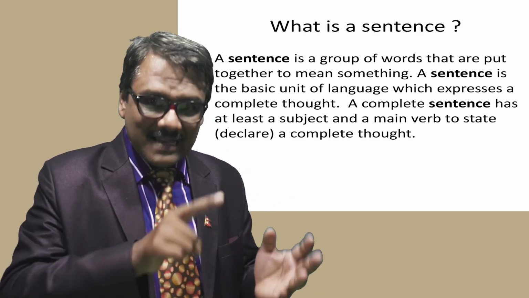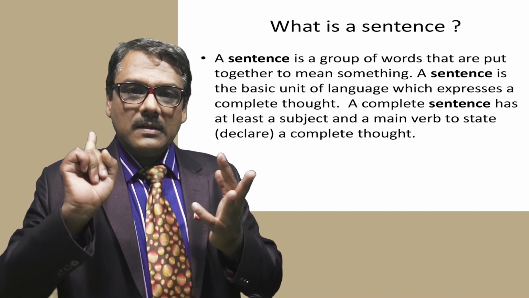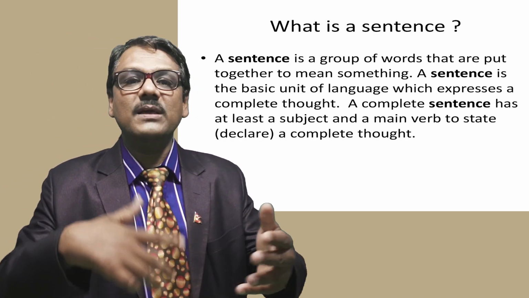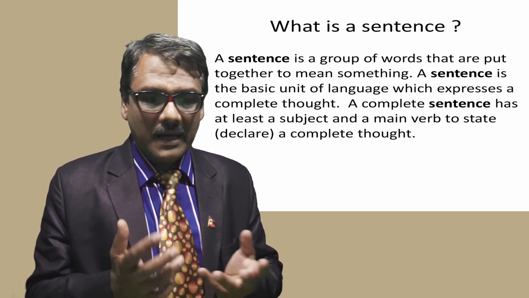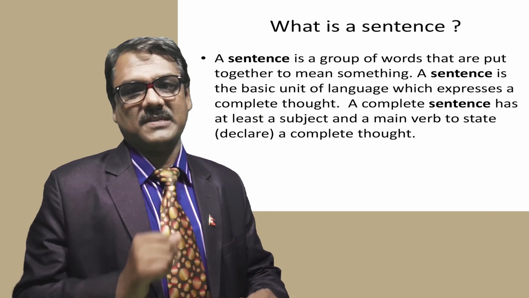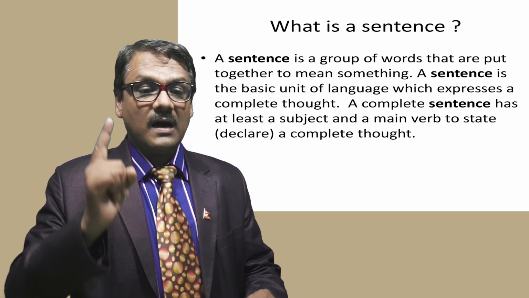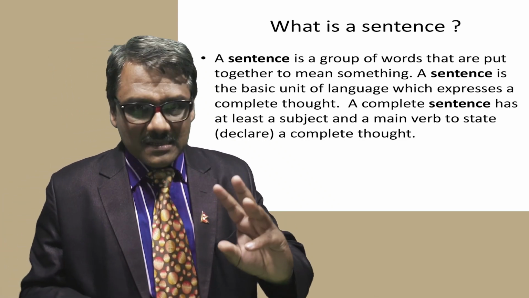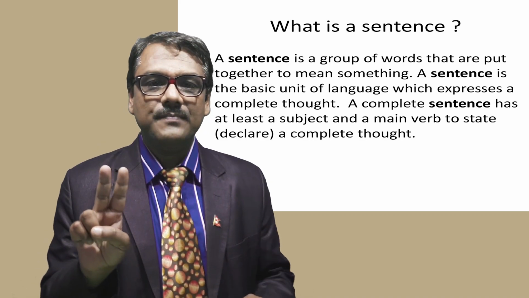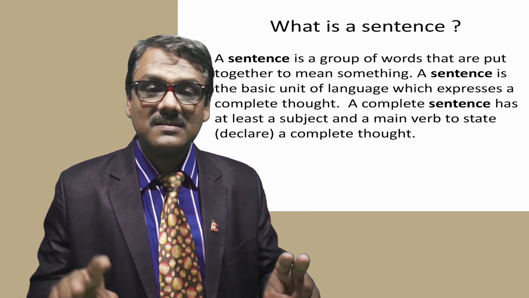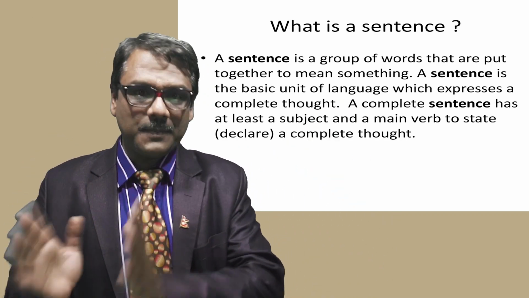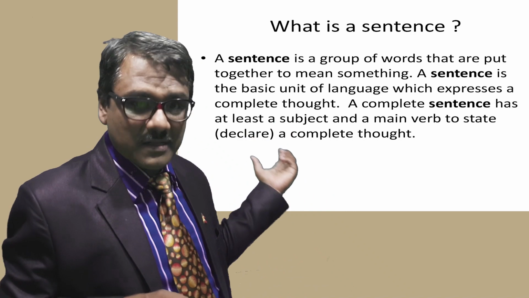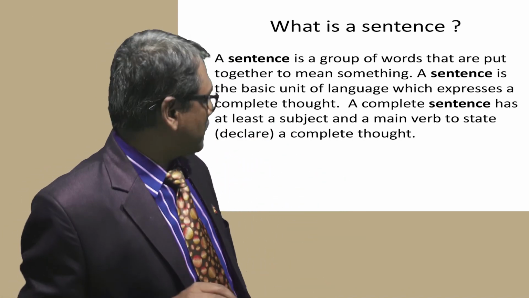More than that, the second point is that it is a linguistic unit. The sentence is the basic unit of language. It means while communicating, while using language, we use sentences, right? And the third point is that it talks about the parts of a sentence. A complete sentence has at least a subject and main verb, right? At least a sentence can be broken into two parts. One is the subject and the other part is called the verb or predicate. About predicate, we discuss further in this lesson. Okay, now let's go forward.